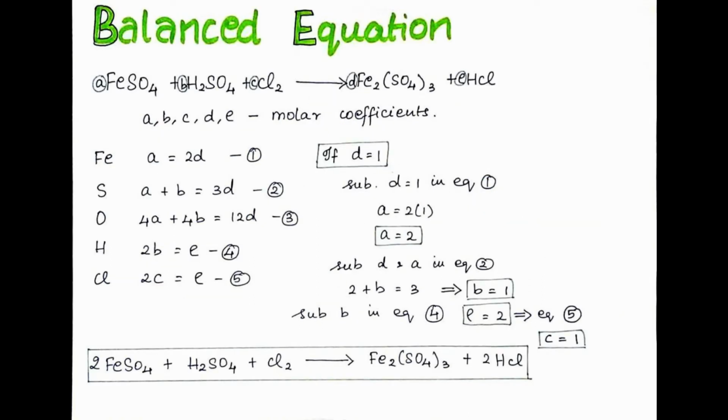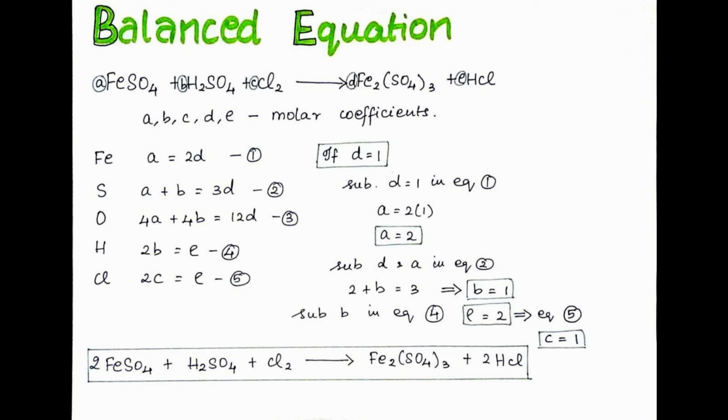Now let's balance the unbalanced equation. So we have to represent the molar coefficients as A, B, C, D, E here. As we know, the equation is FeSO4 plus H2SO4 plus Cl2 gives Fe2(SO4)3 plus HCl. So now we have represented the molar coefficients. Next, we have to form the equations. We have listed the elements Fe, S, O, H, Cl, and we have formed the equations.